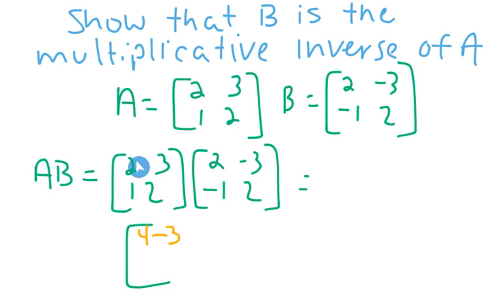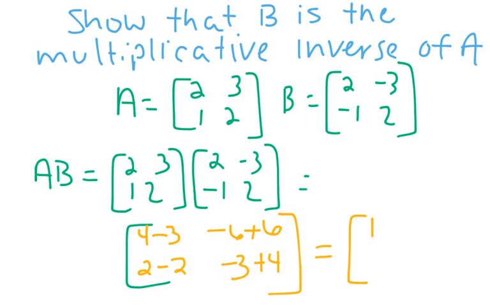I'm going to have first row again, second column, 2 times negative 3, and 3 times 2. Okay, looking at the second row, first column, 1 times 2, and I have a 2 times a negative 2. Second row, second column, 1 times a negative 3, and 2 times 2. It's a plus 4. Okay, so will we get an identity matrix out of this? Let's take a look. When we add them, I have 1, 0, 0, and 1. Okay, so yes, in this case, they are inverses.